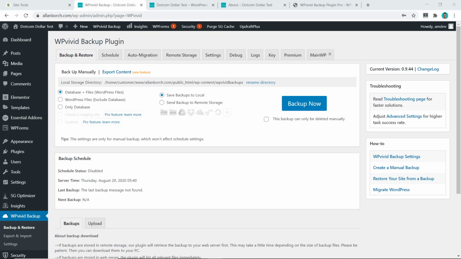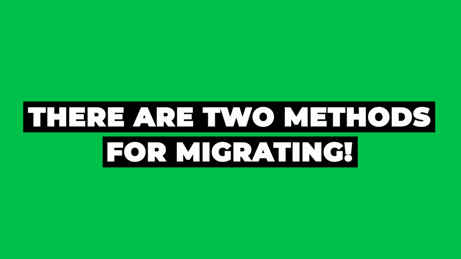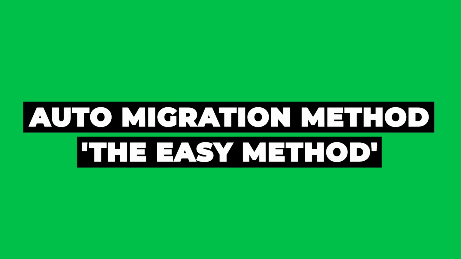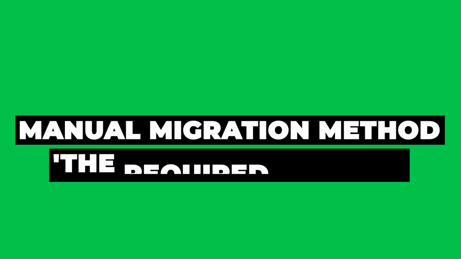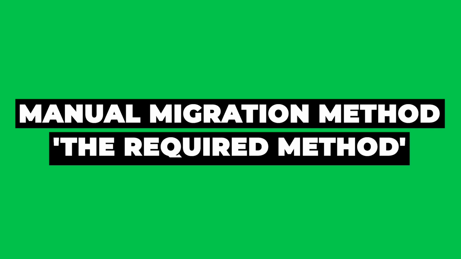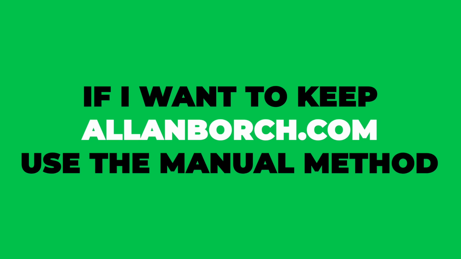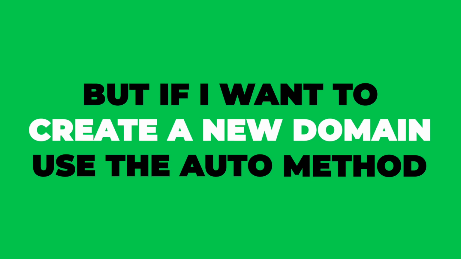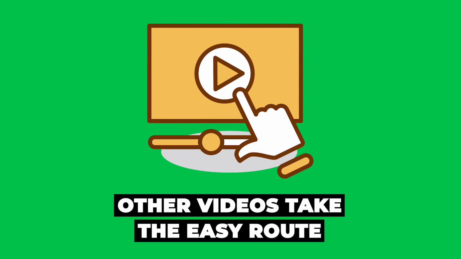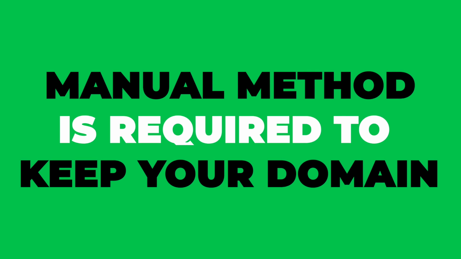WPVivid's dashboard page. So I just want to let you know that there's two ways of doing this. There's the auto migration method, which is the easiest way, and there's the manual method. I'm going to show you the manual method, which you'll need to do if you're transferring the same website and the same domain. If I want to keep alanborch.com in this case, then I will need to use this manual method. But if I'm creating a new domain name, then you can definitely use the auto migration method. Once again, not many tutorial videos are showing you the manual method, which is required if you want to keep the same website domain. And this is the case for most people, but I'm going to show you this now.